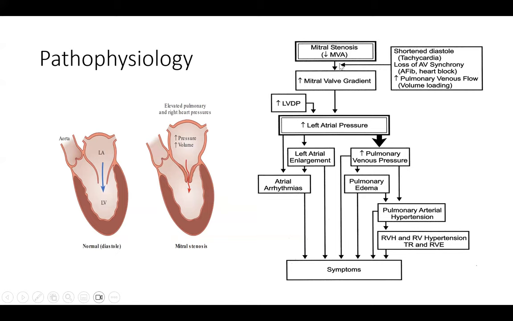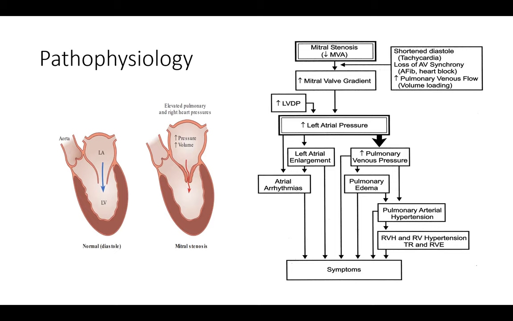The dilated left atrium can lead to increased risk of atrial arrhythmias, especially atrial fibrillation, which might even portend the onset of symptoms. Then the increased left atrial pressure is translated back to the pulmonary venous pressure and can cause pulmonary edema. In the long term, that increased pulmonary pressure can give rise to pulmonary hypertension, which can give rise to right ventricular hypertrophy and right ventricular failure with significant tricuspid regurgitation.